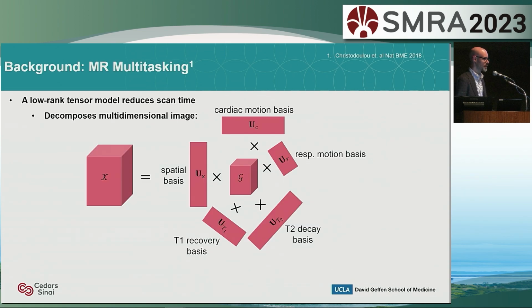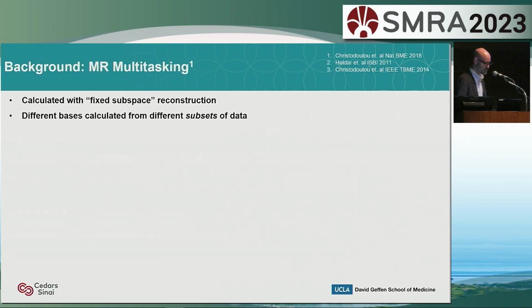And then we use a low-rank tensor decomposition to decompose the image array. And what that does is we create essentially a basis function model for each individual dimension. So the way that we have been calculating this in terms of image reconstruction is something that we call fixed subspace reconstruction. And this is something that is very convenient for memory usage and computation.